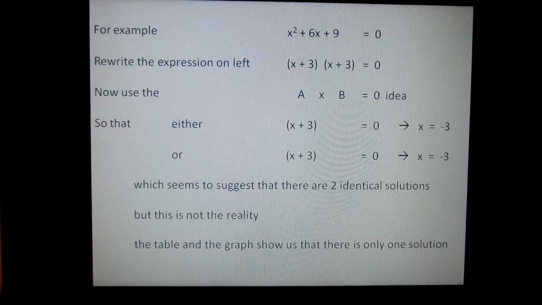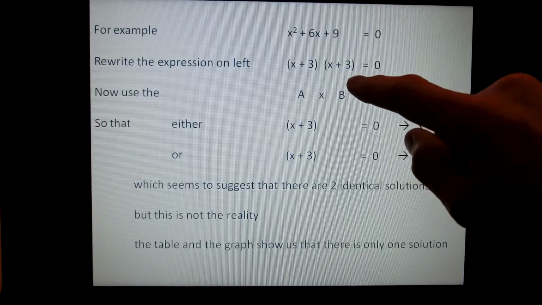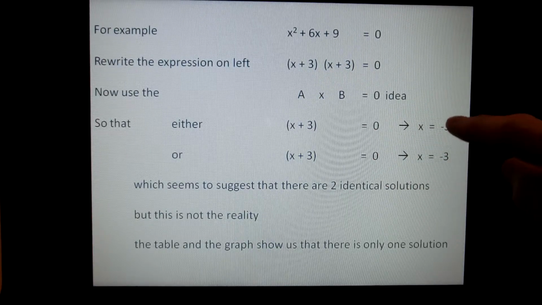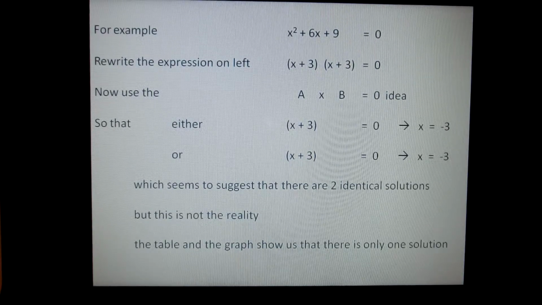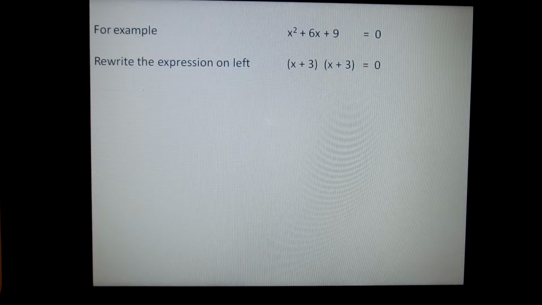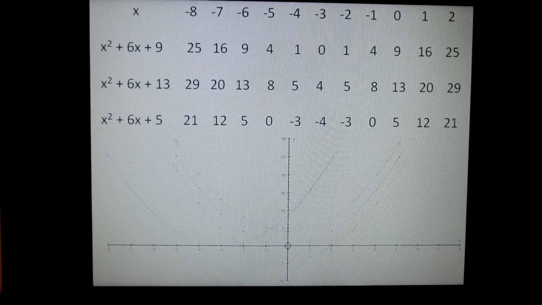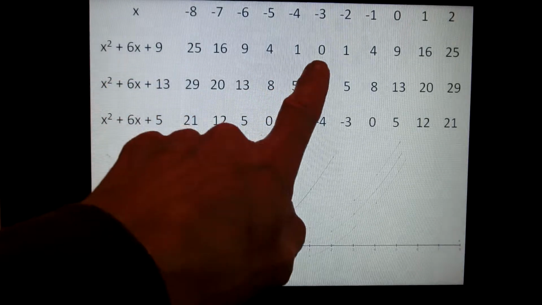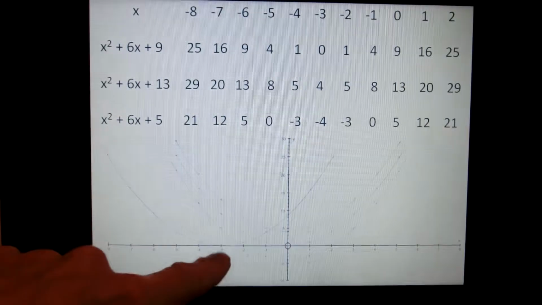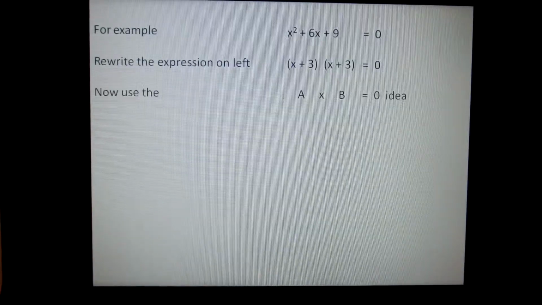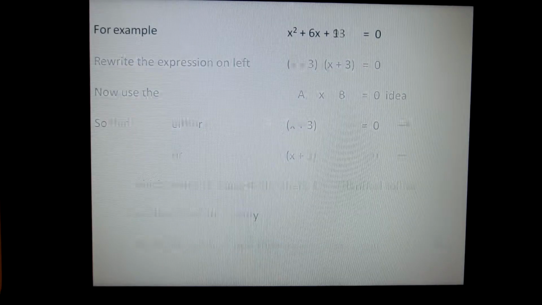It seems to suggest that there are two identical solutions, but this is not the reality. The table and the graph show us that there's only one solution. So if this happens when you factorize, it looks like you have two solutions, but you don't. It's just one solution. That was clear from looking at the values here. x squared plus 6x plus 9 is equal to 0, but only at one particular place on the curve, which is just there. Right, let's go back through these.